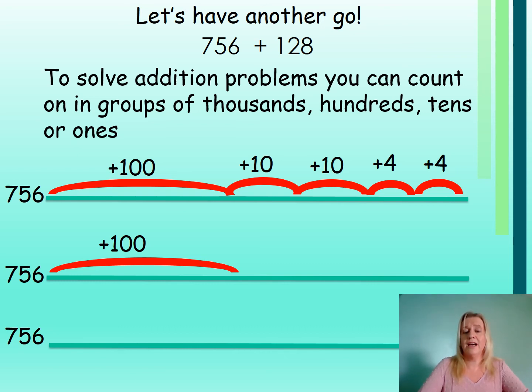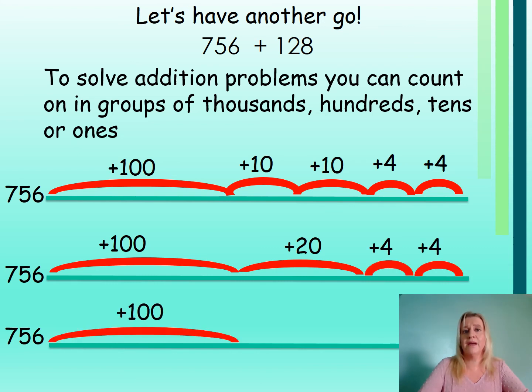Perhaps I could add on 100, add on a jump of 20 instead of 2 sets of 10. I could still jump on my 2 sets of 4 and my answer would still come to 884. Or perhaps you might have done it this way. Add on 100, add on 20 and then add on 8 in one big jump.